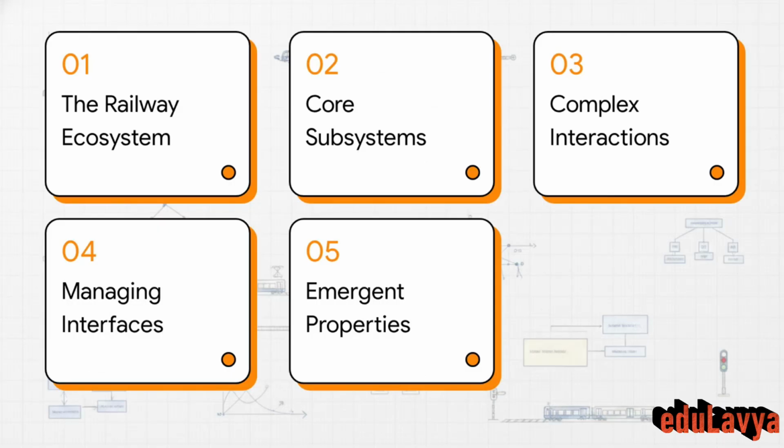Here's a quick look at our agenda for this explainer. First, the railway ecosystem. Second, core railway subsystems. Third, complex system interactions. Fourth, managing subsystem interfaces. And finally, number 5, emergent properties and safety. Let's just dive right in.